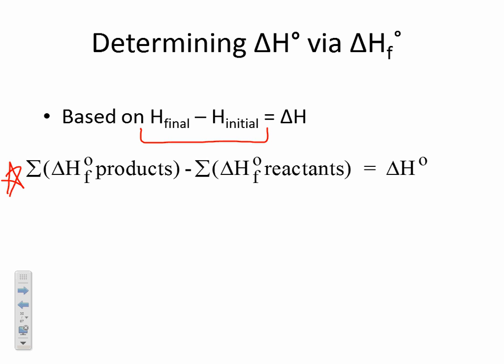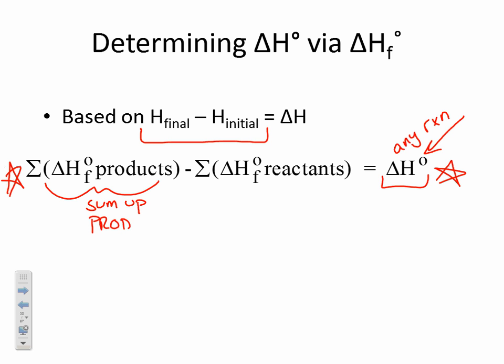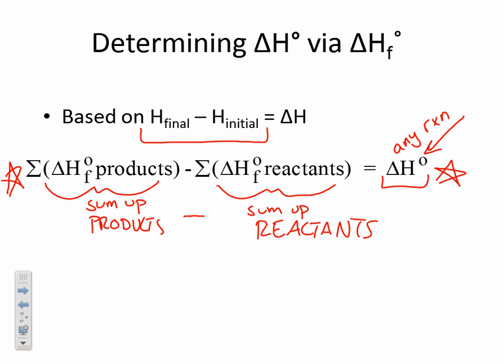And it's this reaction right here. Delta H naught for any reaction at all can be found by summing up your delta HF of your products, by summing up your delta HFs of your reactants, right? That's what the sigma means, sum up, and then subtracting them.